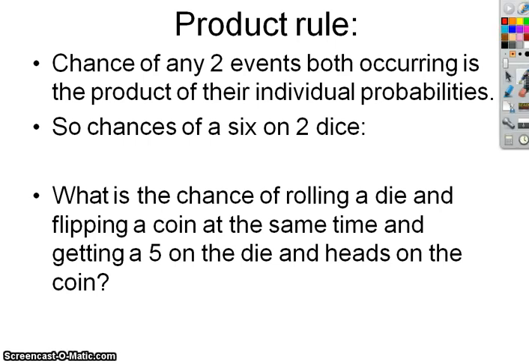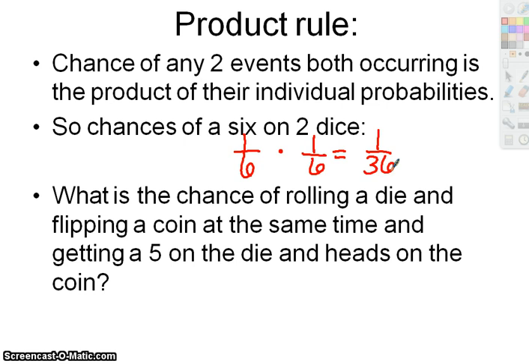So you roll the first die, and you get a 1 out of 6 chance of getting a 6. You roll a second die, you also have a 1 out of 6 chance of getting a 6. So the chance that when you roll both dice, you get a 6, it actually is 1 out of 36.